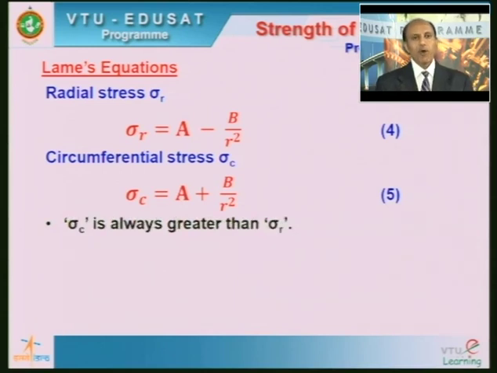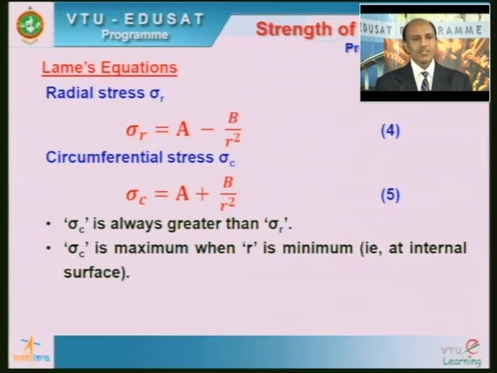Now, another important thing in these two expressions: for sigma C you have a plus sign, and for sigma R you have a minus sign. That clearly suggests that the circumferential stress is always larger than the radial stress in the wall of a cylinder. Next, how does sigma C vary? You have R square in the denominator. If R increases, sigma C reduces, and if R is less, sigma C is high. R varies from internal radius to external radius.